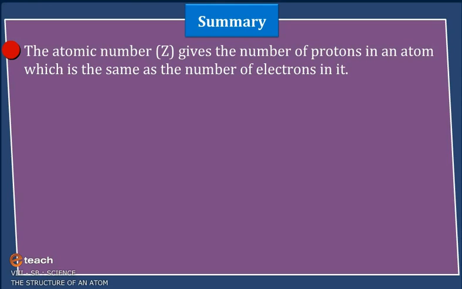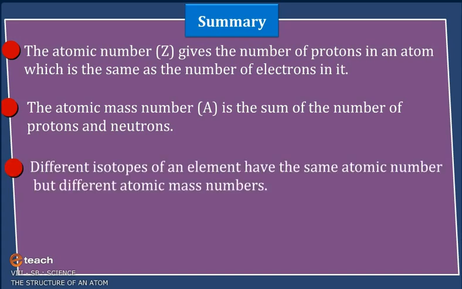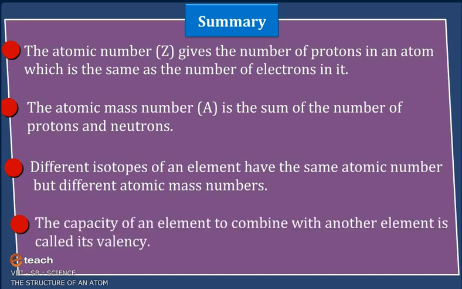Summary. The atomic number, that is Z, gives the number of protons in an atom, which is the same as the number of electrons in it. The atomic mass number, that is A, is the sum of the number of protons and neutrons. Different isotopes of an element have the same atomic number but different atomic mass numbers. The capacity of an element to combine with another element is called its valency.